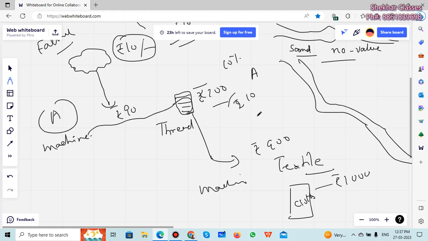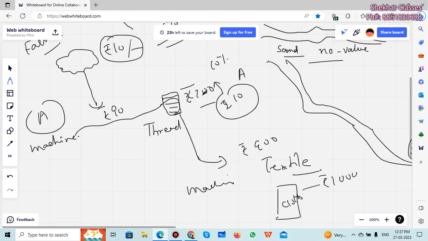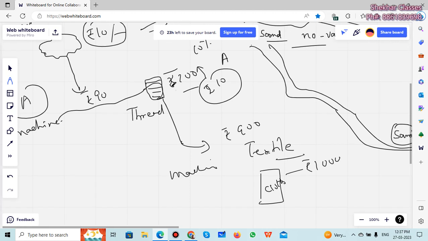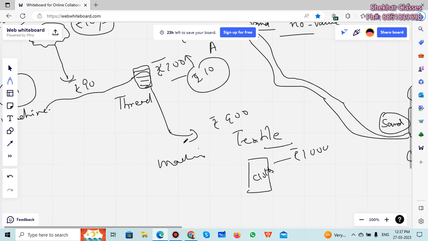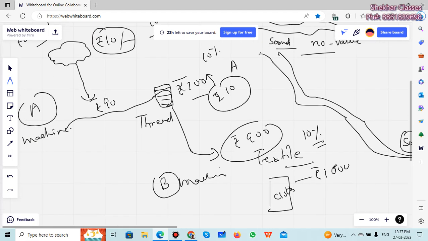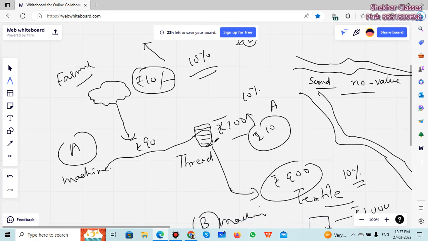So he will pay 10 rupees tax to the government now. Fine? Alright. Because he has added value to it. Now, this person, this is B here, which is the manufacturer. He has created 900 worth of value in it. So he will pay again tax of 10% on it. Right? Okay, so there is one thing to be noted down.